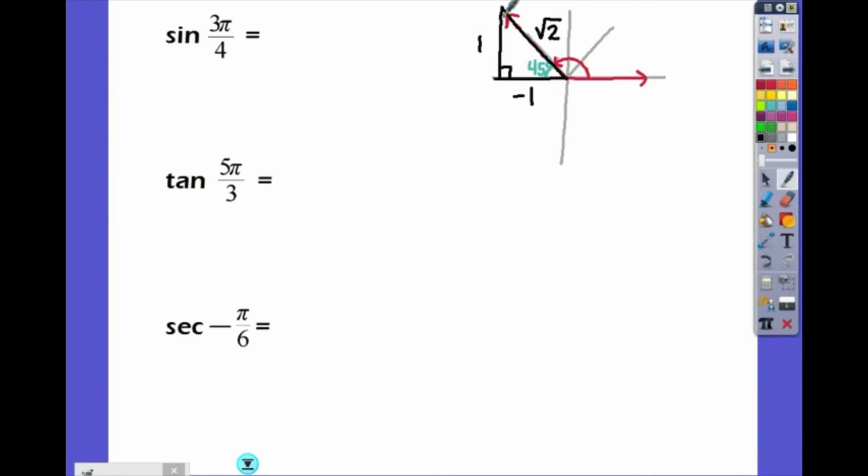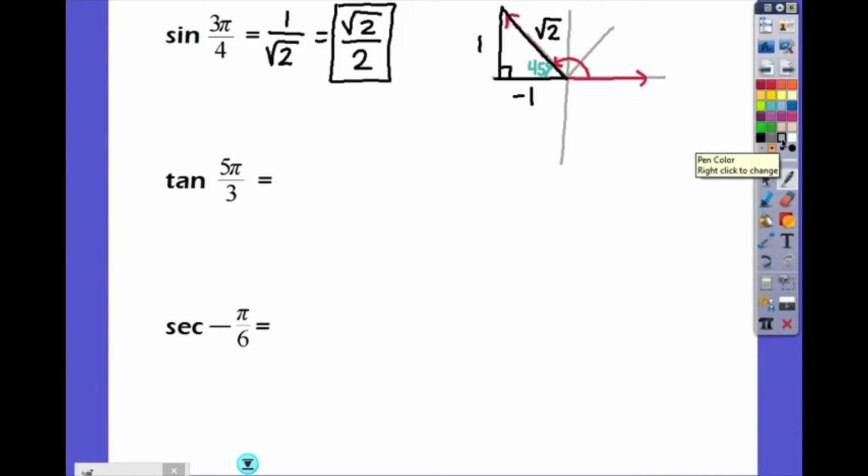If you can get that triangle drawn, then you just have to do your SOHCAHTOA. So we've got a reference angle right here. This is the 3 pi over 4, but we're going to use this triangle. So opposite over hypotenuse, positive 1 over the square root of 2, which rationalizes into square root of 2 over 2. Let's keep going.